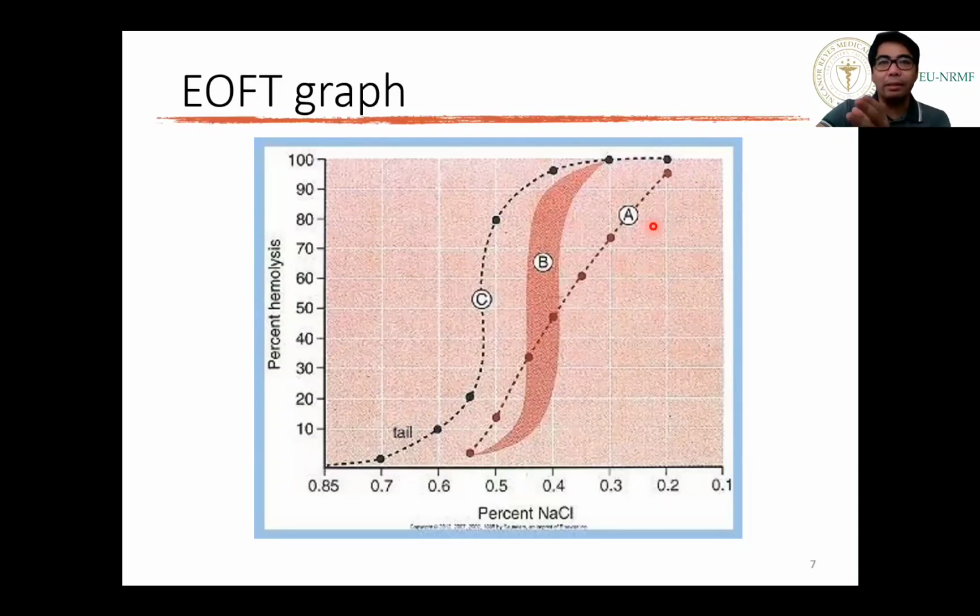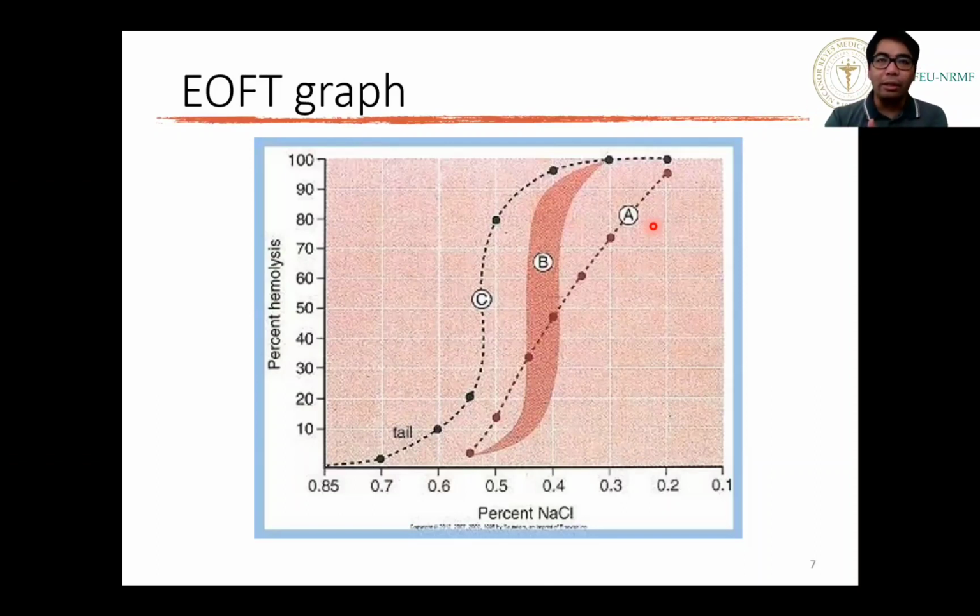Kasi itong mga RBCs na ito, hindi basta-basta nagla-lyse kagad. Naintindihan ba? So, ganyan. Kaya pagka sa EOFT in the laboratory, after we determine what concentration nangyari initial hemolysis at complete hemolysis, hindi natatapos doon. We have to plot it in an EOFT graph by comparing it to our standards or control.